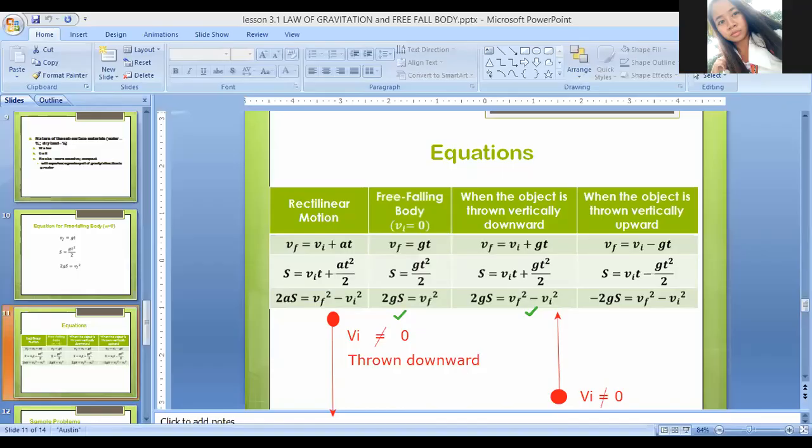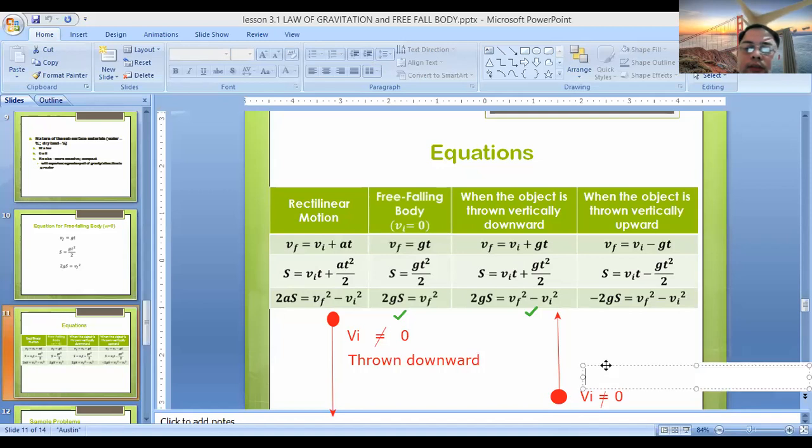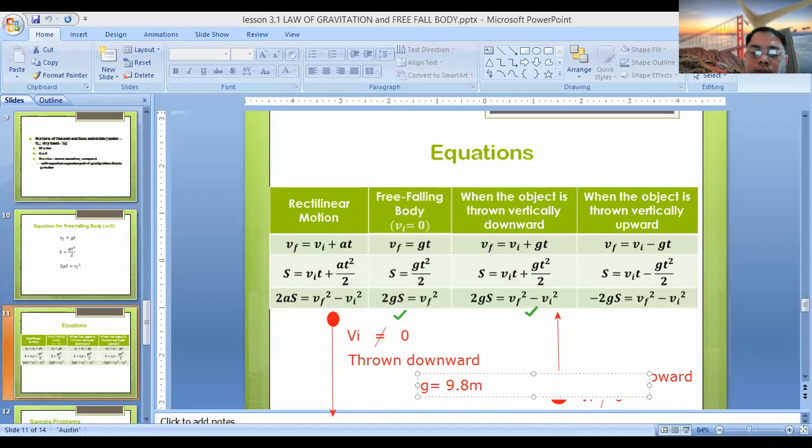Do we still expect that the value of gravity is present in the body that is being thrown up? Yes. Okay, sir. So again, when you throw something upward, it is still a body that is acted on by gravity. So bodies that are thrown upward are still free-falling bodies. Why? Because gravity still acts on them. How much is the value of gravity in both instances that we are showing here? Gravity is still equal to 9.8 meters per second squared. It does not change, whether it's going up or going down. The value of gravity is constant.